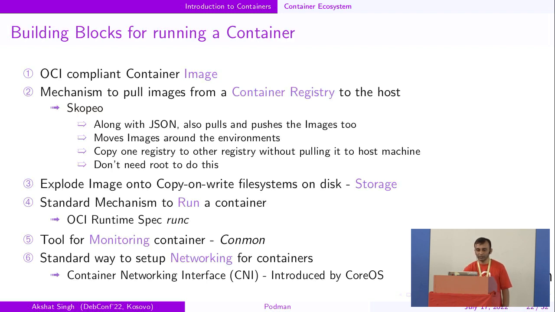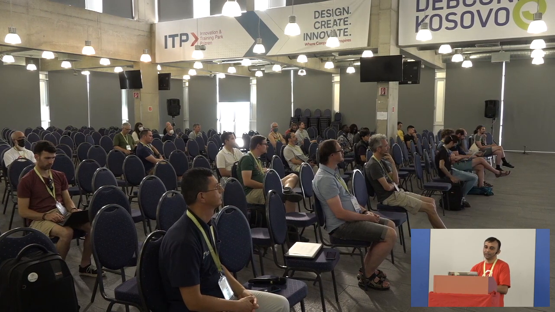So now we come to the six building blocks for running a container. We should have an OCI compliant image that works with any of the implementations, no matter if it's Docker, Podman, or whatever. And a mechanism to pull from a container registry, not specific to a particular provider.